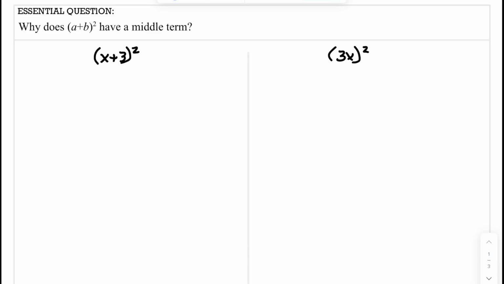So first thing you have to remember is that an exponent is just repeated multiplication. So we are multiplying this parentheses by itself. So what we're actually doing here is (x plus 3) times (x plus 3). On the right side, same thing. We've got a parentheses with a 3x inside, and we're multiplying that by itself. So we've got 3x times 3x. So there's a couple things that people are mixing up here.